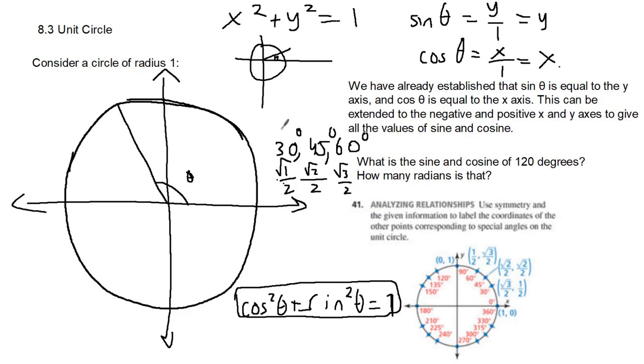So what is the sine and cosine of 120 degrees, and how many radians is that? If we can find the sine, we can find the cosine, because x squared plus y squared is equal to 1, right? So let's see if we can succeed. 120 degrees is right here, and we said sine is the y-axis.